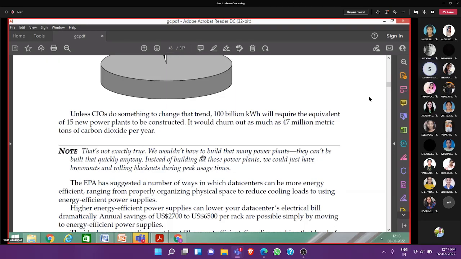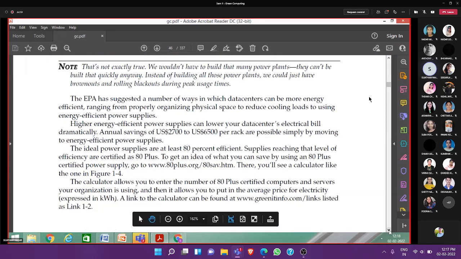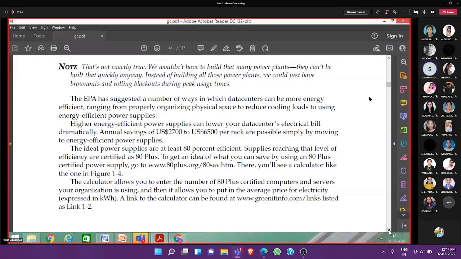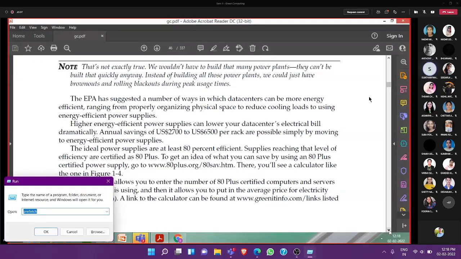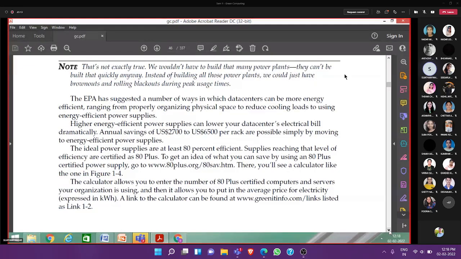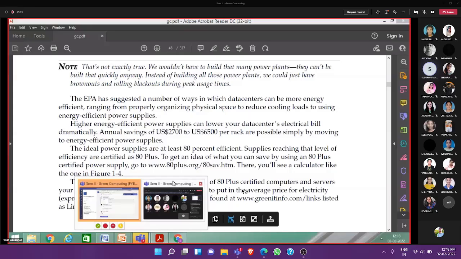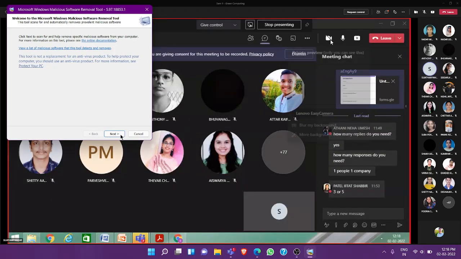We would not have to build that many power plants. That can't be built that quickly anyway. Instead of building all those power plants, we could just have brownouts and rolling blackouts during peak usage times. See, instead of increasing the power plants, we needed to make some small changes in the infrastructure of our data center, which will help us to use whatever power is already produced. We will use from that power only. Okay. So this is what they are planning and they have been discussing.